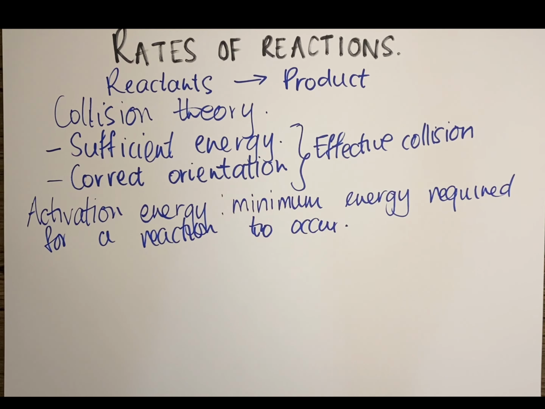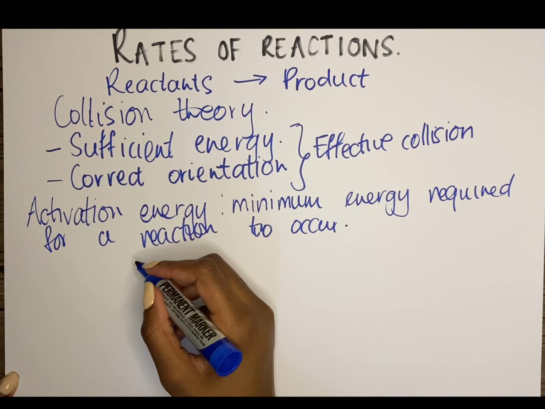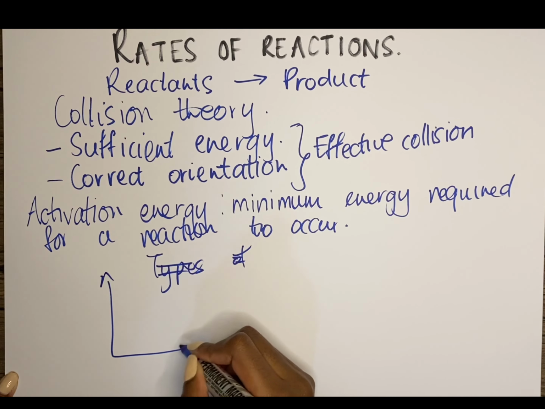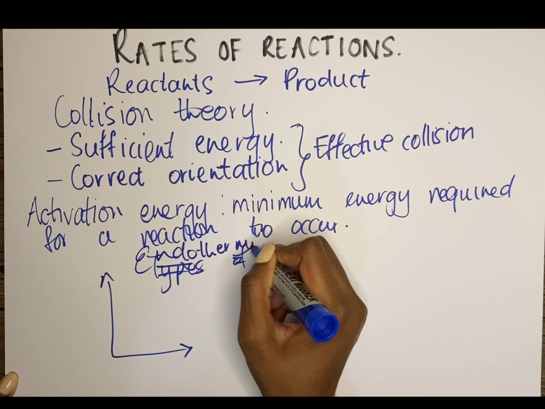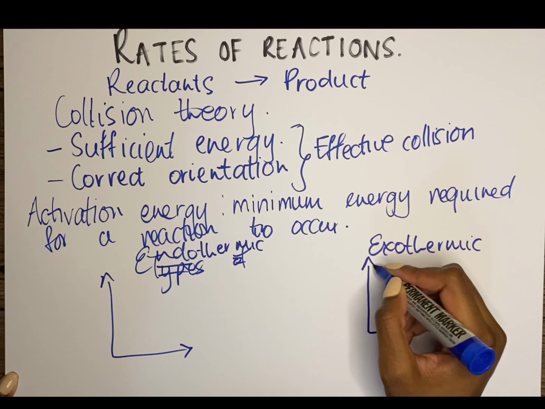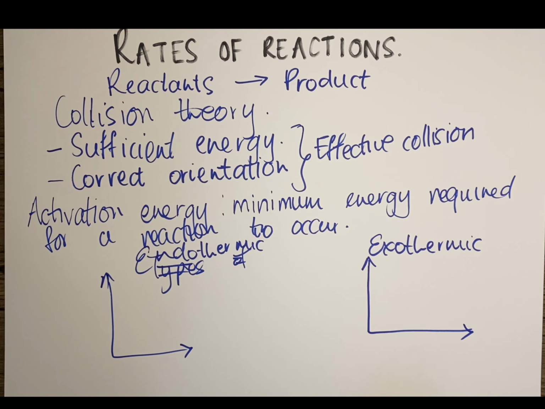Right? So a reaction can result in either an overall release of energy or absorbing of energy during the course of the reaction. We can use what we call an energy profile to show whether during the course of the reaction energy is released or absorbed, right? So we can have two types of reactions: endothermic and exothermic reactions, right? During an endothermic reaction, energy is absorbed in order for the reaction to occur. During an exothermic reaction, energy is released, right?